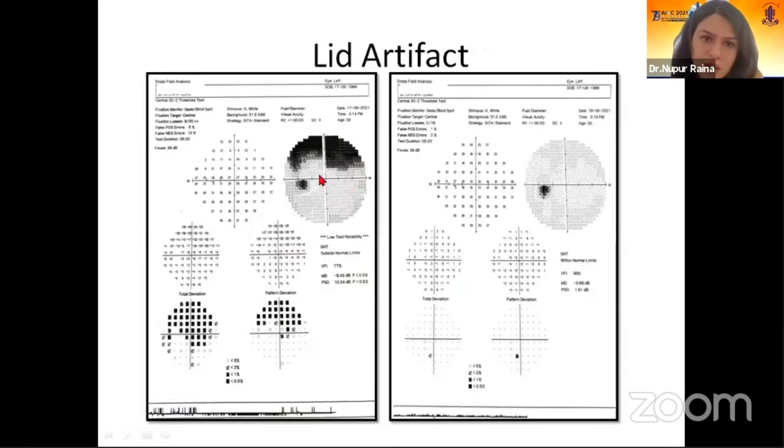Now this was a young, healthy patient who had gotten her fields done, and the perimetrist came running to me and said that, "Madam, ye nahi dekh pa rahi hai." When I examined the patient, she had a moderate scotoma. We taped her eyelid and repeated the test, and it was normal. So always remember, if the patient has ptosis, make up for that by probably taping the eyelid.